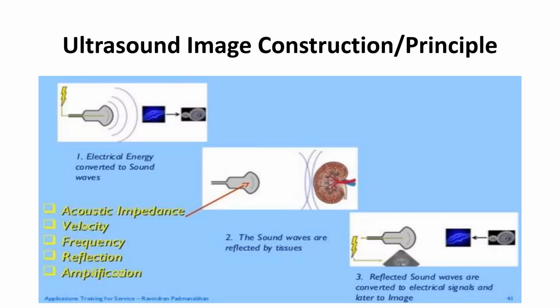So now we come to the ultrasound image construction principle. As the electricity crosses the transducer, it converts the electricity into sound waves, and the sound waves are reflected by the tissue. The reflected sound waves, the echoes, are converted to signals that later are converted to the image. And the intensity of the sound waves will depend upon the acoustic impedance, velocity, frequency, reflection and amplification of the sound waves.